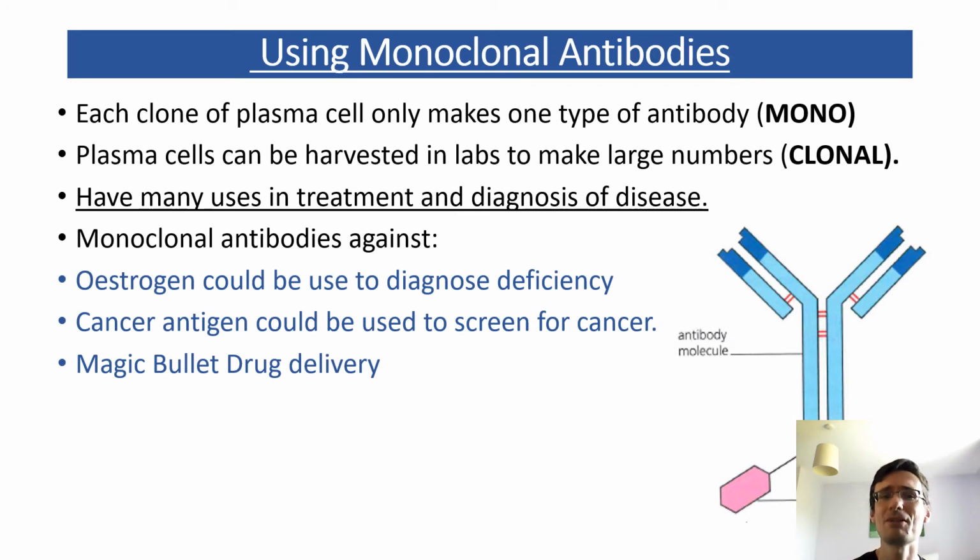Each clone of the plasma cell only makes one type of antibody, so it's "mono", and as I said, lots of them made, so "clonal". How can we use them? Well, we could use them to look for deficiency diseases. So it could be if they either attach or don't attach to the presence of some hormones. It could be to look at cancer, delivery of drugs, and it could be used for testing of diseases, as we're going to look at.